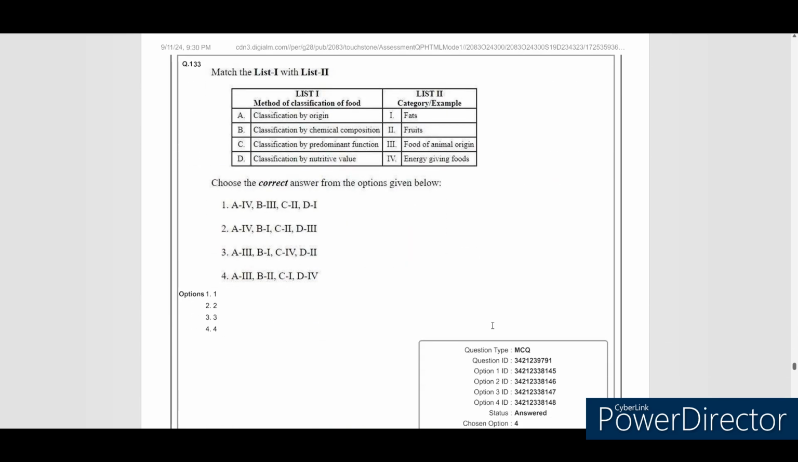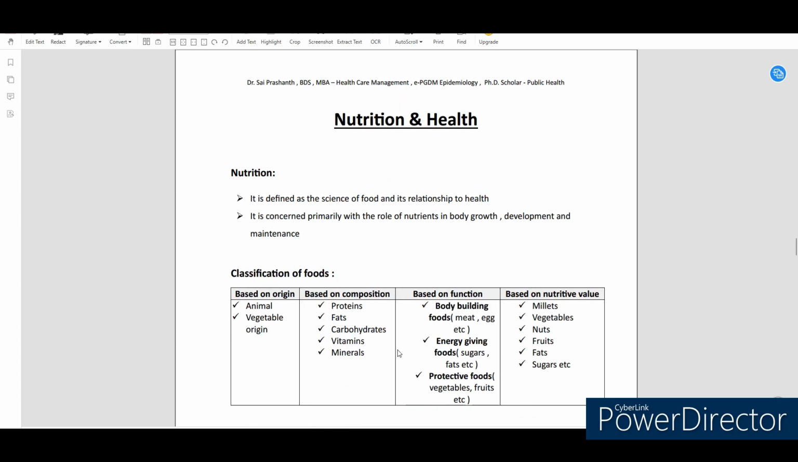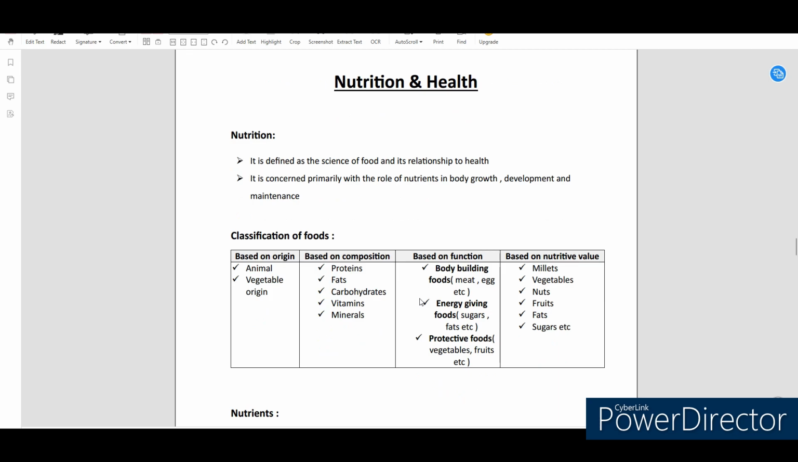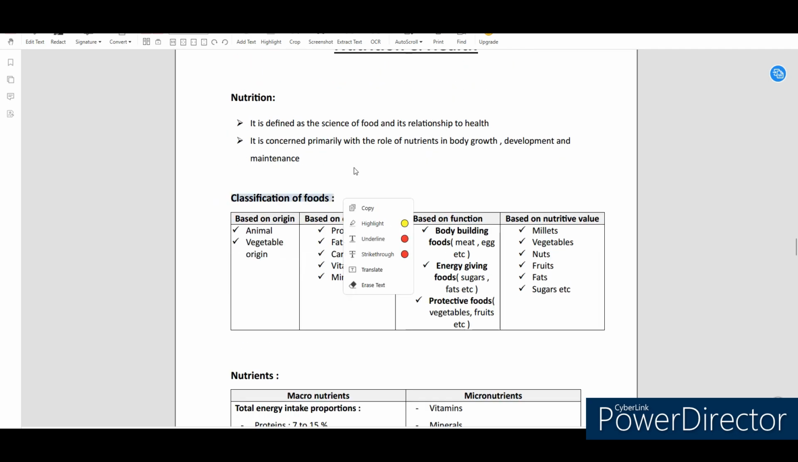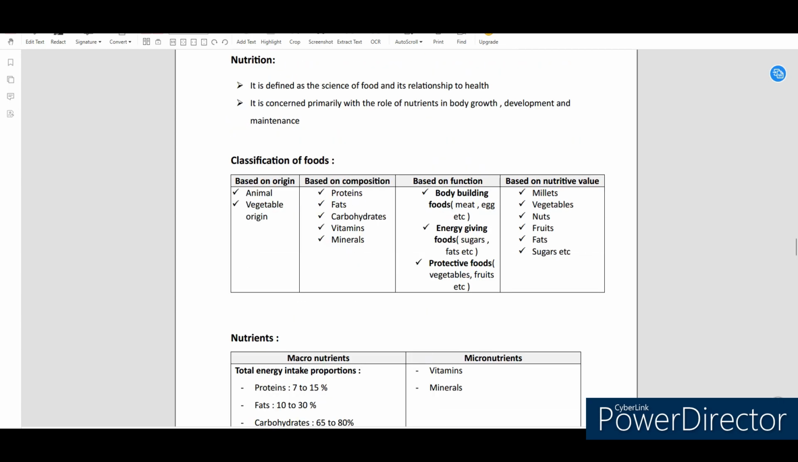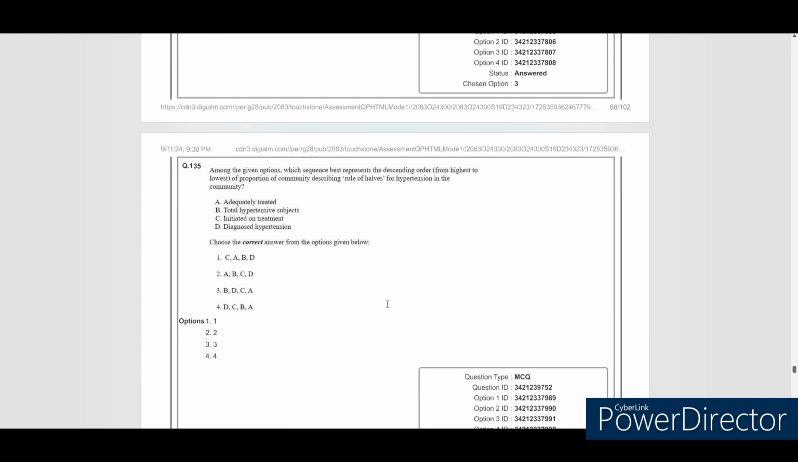Now coming to question number 133, which is also a very direct and easy question. I have covered it in my material and in my YouTube videos as well. So let me show it once. Okay, so this is the table: classification of foods by origin, composition, function and nutritive value. Question number 134, I'll skip it, and question number 135 as well, I'll skip for the time being.